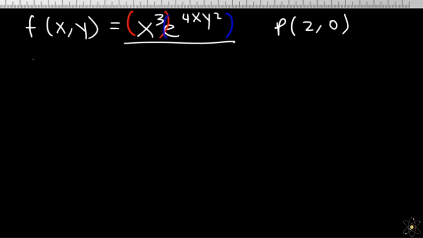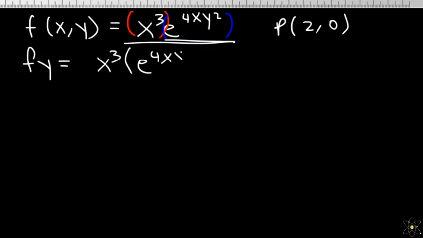So let's start with fy, because we don't need to use the product rule. So it's going to be the constant, which is x cubed, and then all we got to do is differentiate e to the 4xy squared, which is going to be the same thing, e to the 4xy squared times the derivative of 4xy squared. So 4x is a constant, and the derivative of y squared is 2y.